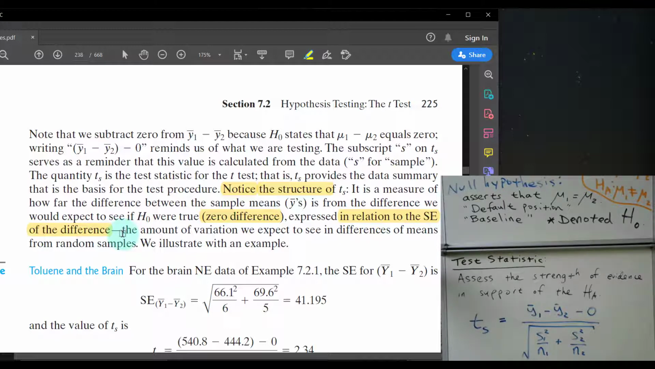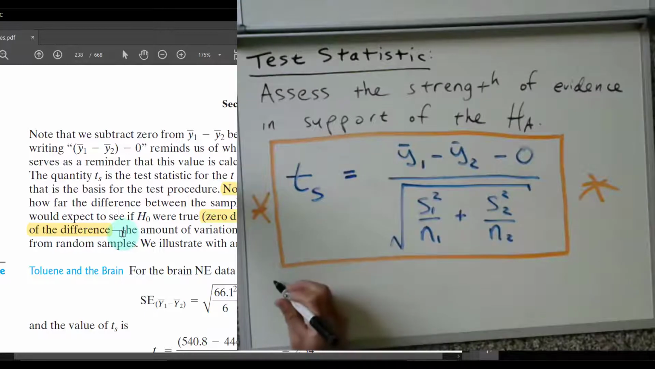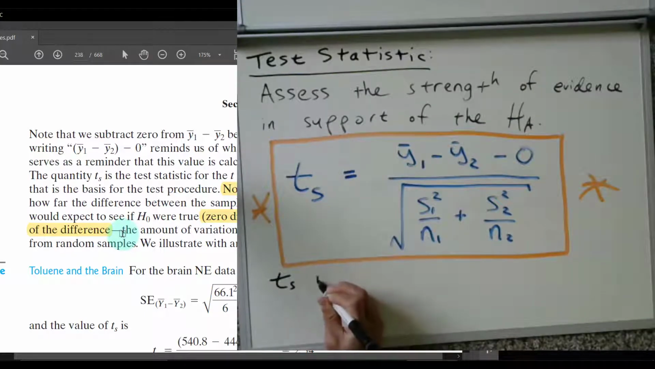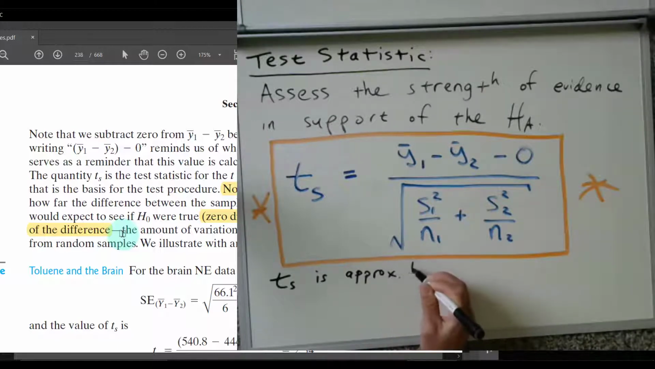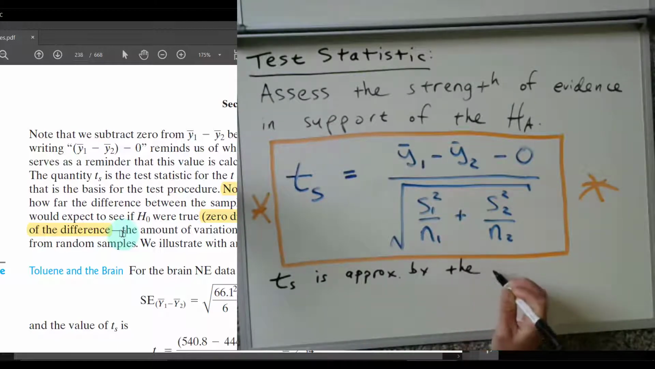I'm going to put this formula in a box. We're going to use it all the time. Asterisk, asterisk. This test statistic is approximated by the T distribution.